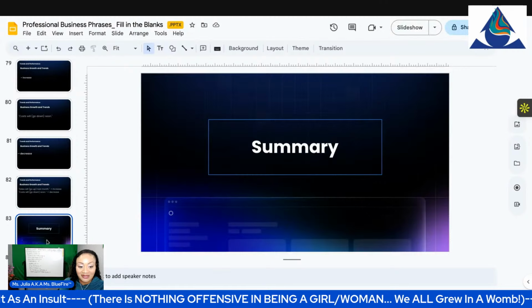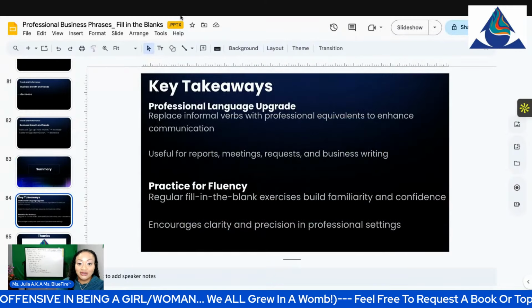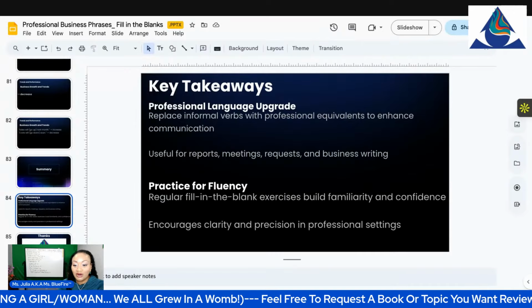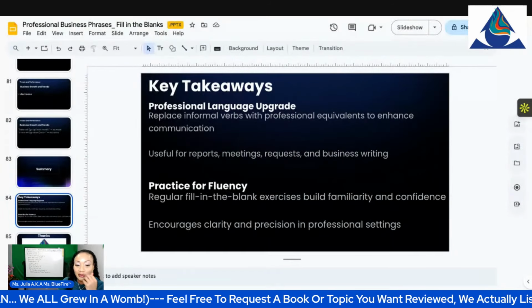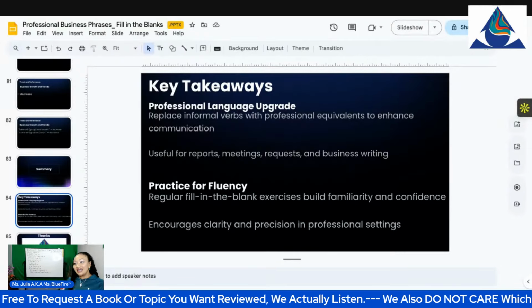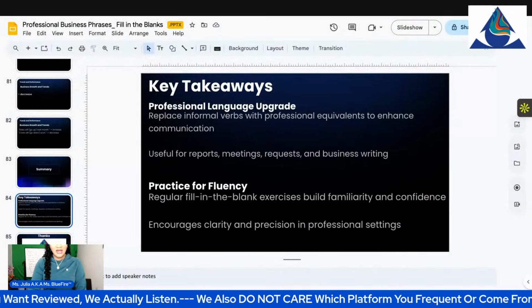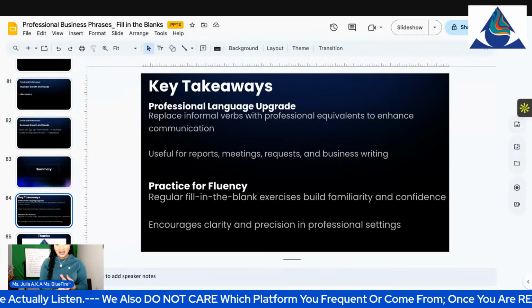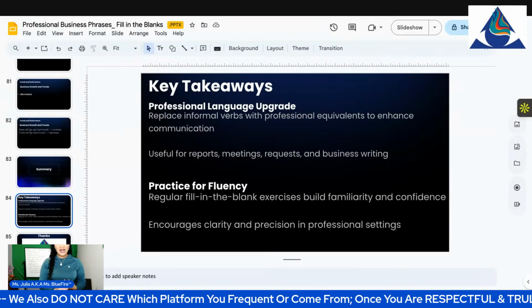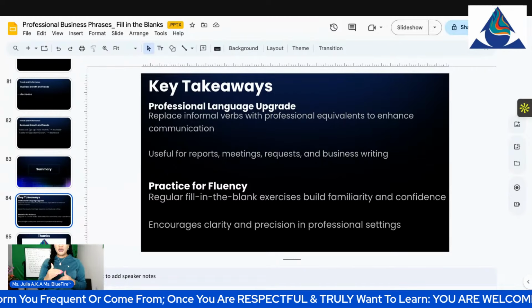So here's a summary for this PowerPoint. We need to replace informal words with professional equivalents, because that enhances your communication. It's useful for reports. It makes you seem more polished. It's good for meeting requests as well.